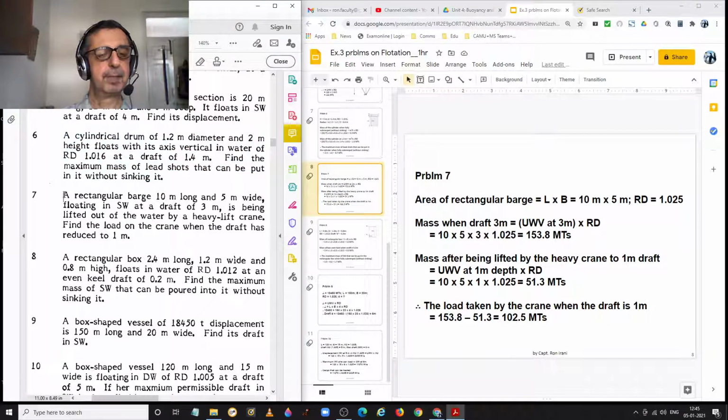Problem number 7. A rectangular barge 10 meters long and 5 meters wide, floating in salt water at a draft of 3 meters, is being lifted out of the water by a heavy lift crane. Find the load on the crane when the draft has reduced to 1 meter.